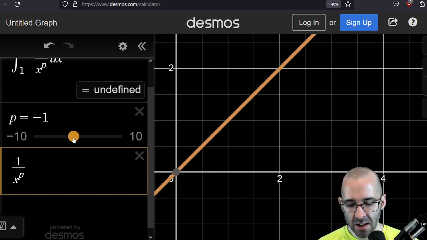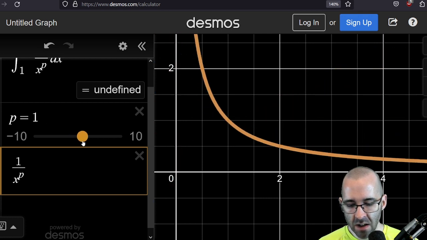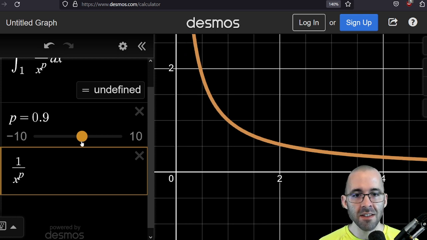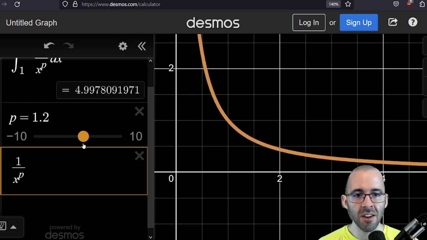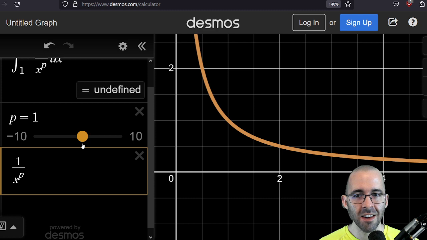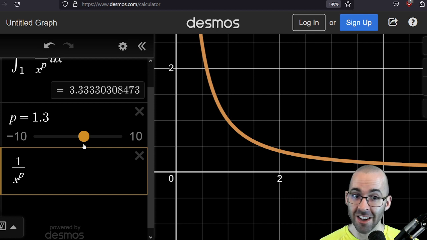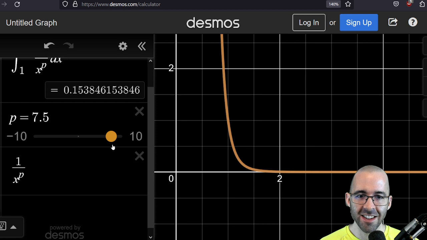And if p is bigger than 1, this is the switching point. This integral from 1 to infinity diverges. This integral converges. Diverges, converges. Very similar though, but all of these are converging. Which we didn't prove the second half of that, but it's true.